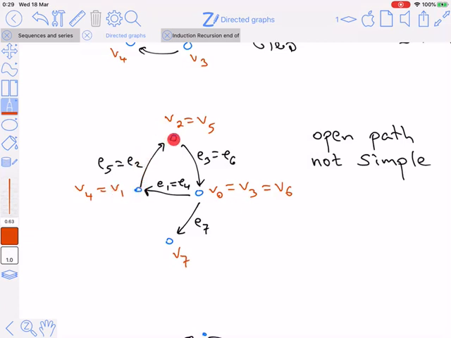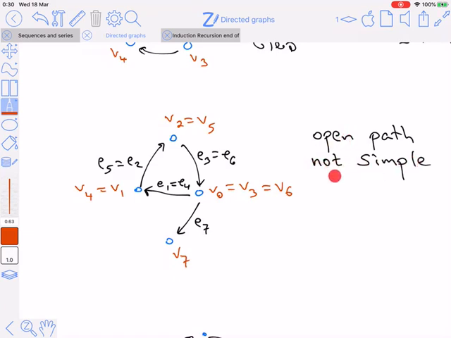We go to V5, which equals V2. We go here to V6. V6 is the same node as V0 and V3. In fact, we could go in this cycle forever if we wanted to, but after 2 rounds, we decide to go to V7. Okay, so our path goes V0, V1, V2, V3, V4, V5, V6, V7. Notice the first vertex and the last vertex in the path are different. Therefore, this is an open path.